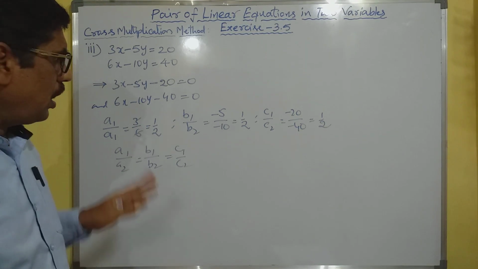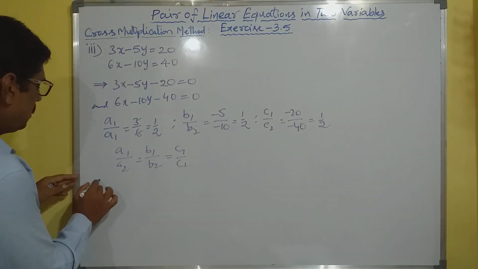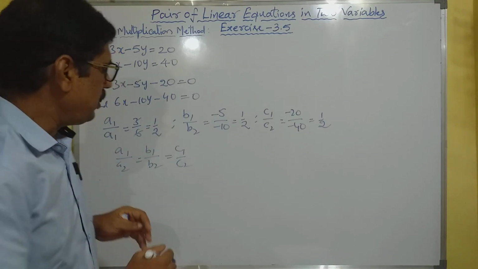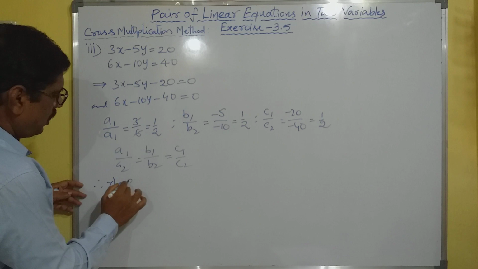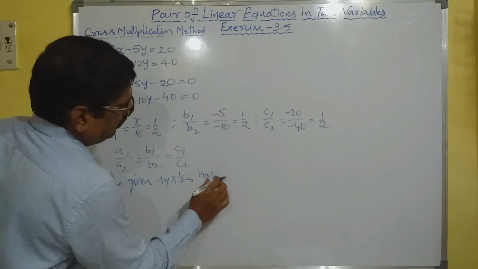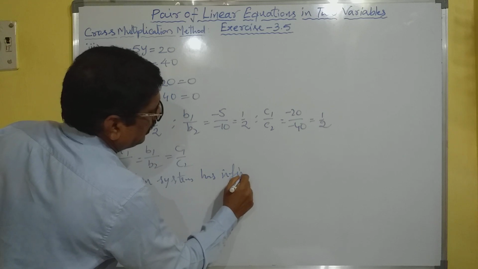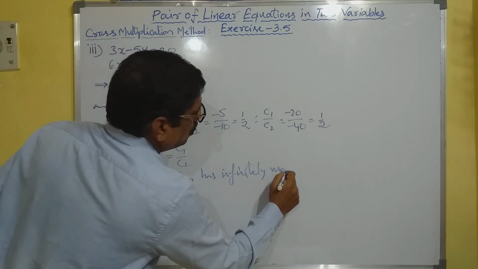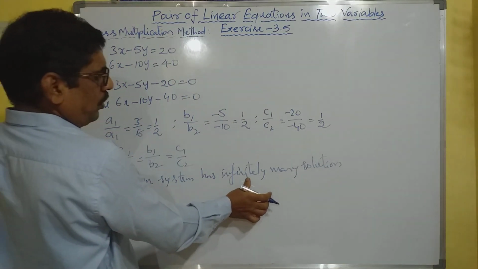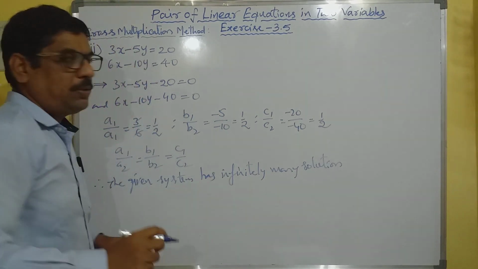What can you say about the given pair of linear equations in this situation? We can say that the equations are dependent equations. They have infinitely many solutions. Therefore, the given system has infinitely many solutions. So it is not possible to find the solution because it has infinitely many solutions.